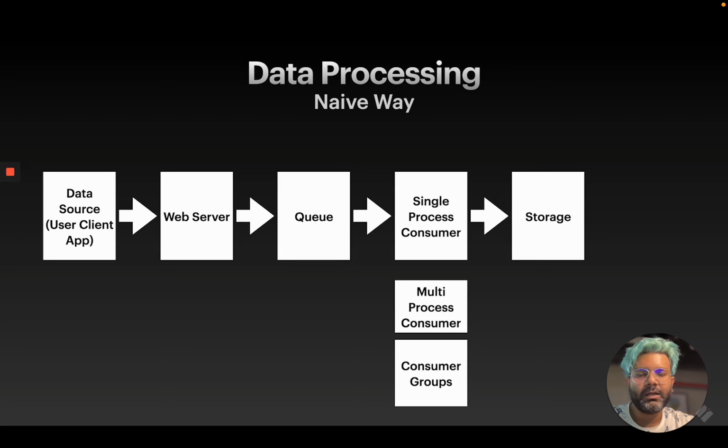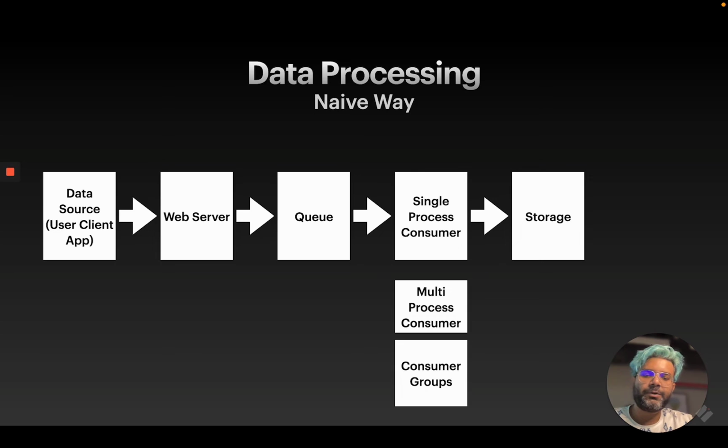Now one very obvious improvement on top of it is that you can have a multi-process consumer, wherein within that same program you are spawning multiple processes, and each of those processes can also spawn different threads, and hence you achieve some sort of parallelism. You are still fetching messages from the queue one by one, or maybe in small micro batches, but now you have the power of multi-processing involved, so you can do much better than the single process consumer, and then go for storage.